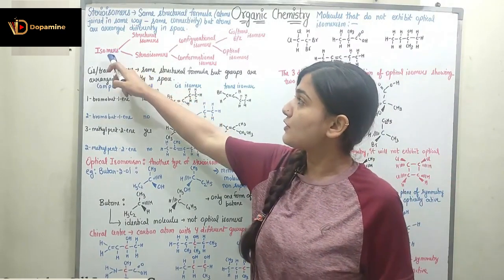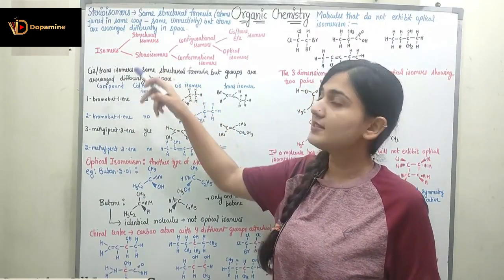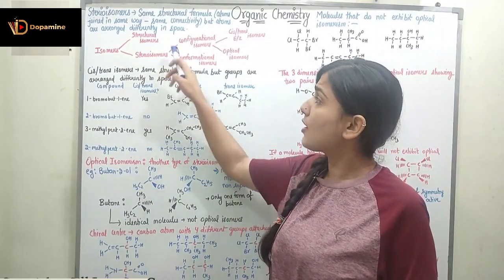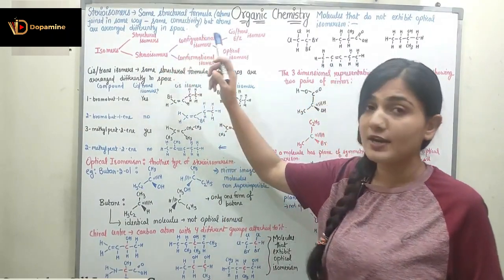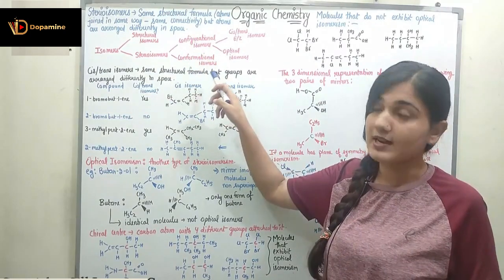So now coming to the isomers. Isomers can be defined as the structural isomers and the stereoisomers. We had already discussed about the structural isomers. Now coming to the stereoisomers. There are two types of stereoisomers, configurational isomers and conformational isomers.